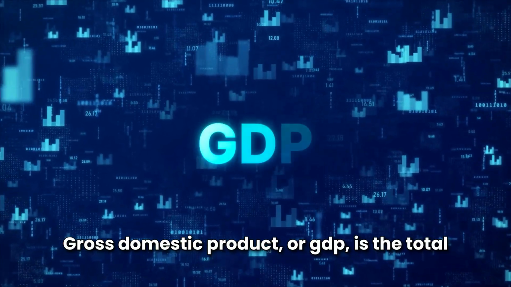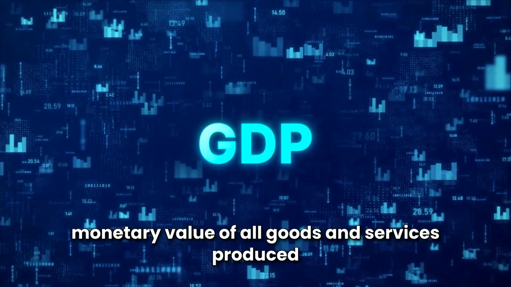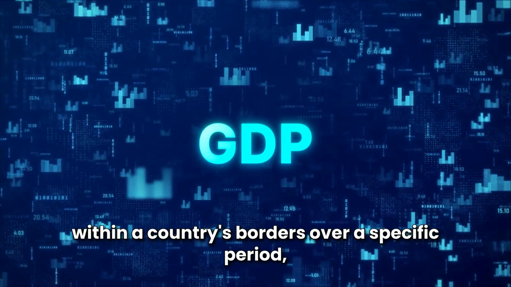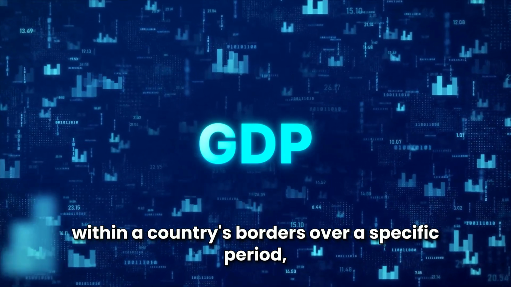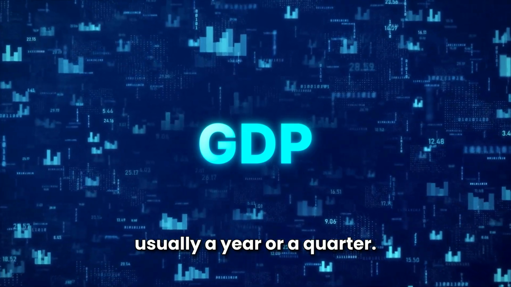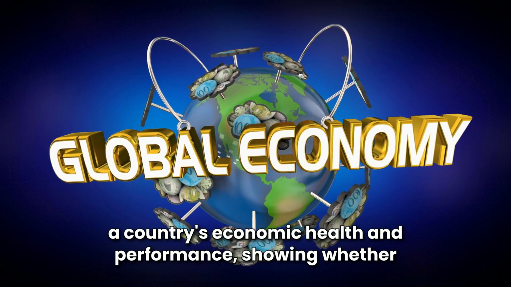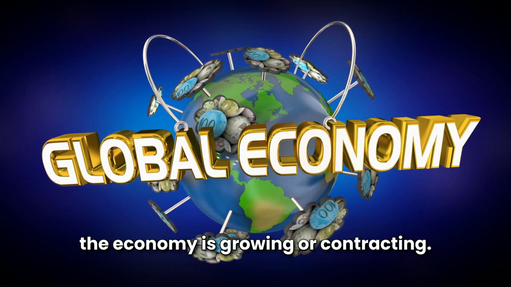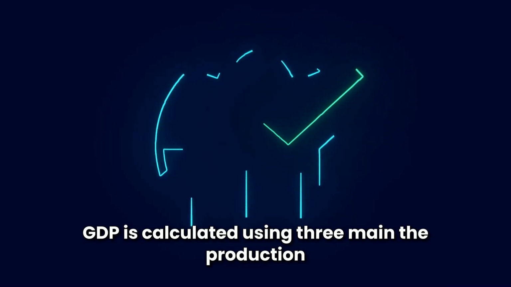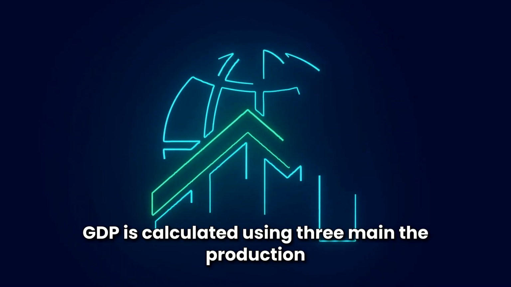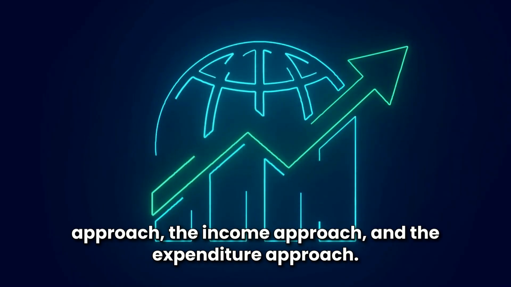Gross domestic product, or GDP, is the total monetary value of all goods and services produced within a country's borders over a specific period, usually a year or a quarter. It's one of the most important indicators of a country's economic health and performance, showing whether the economy is growing or contracting. GDP is calculated using three main methods: the production approach, the income approach, and the expenditure approach.